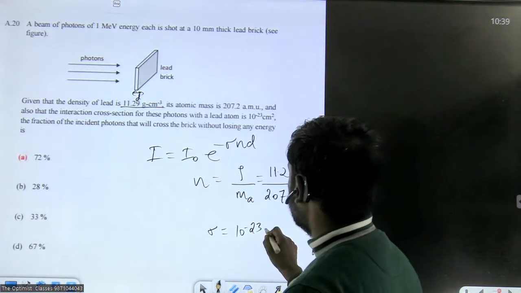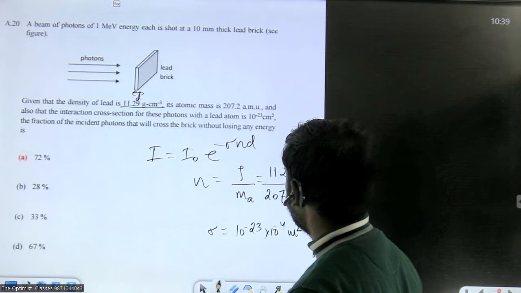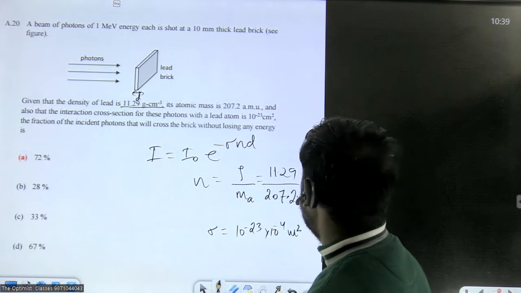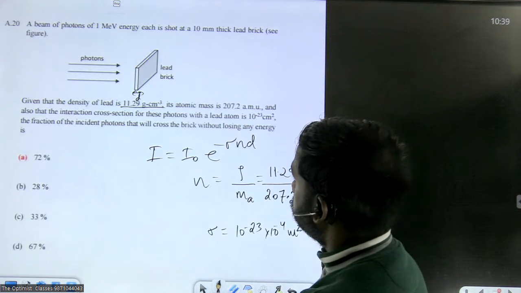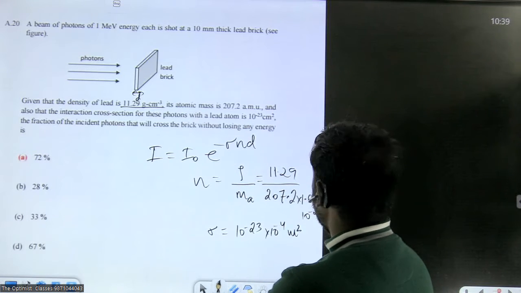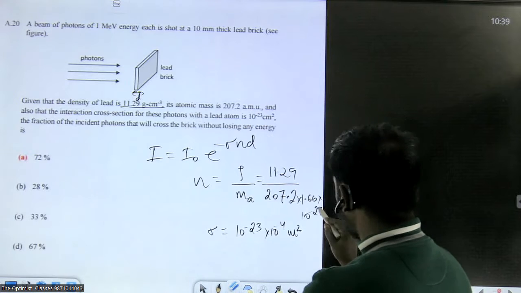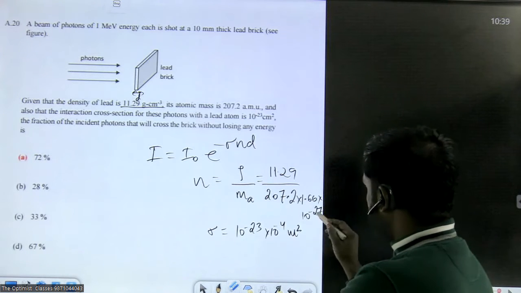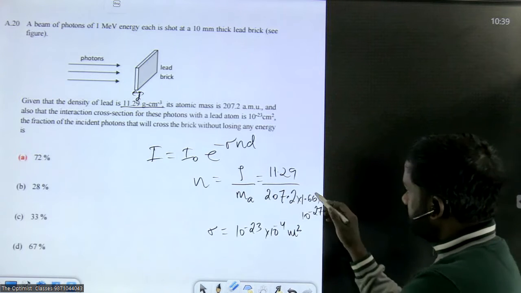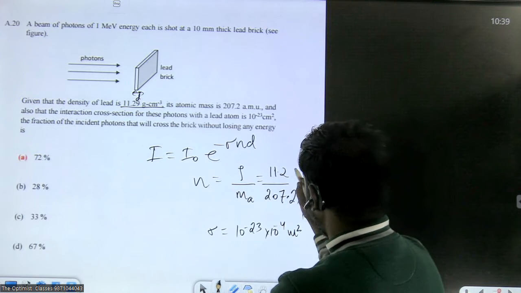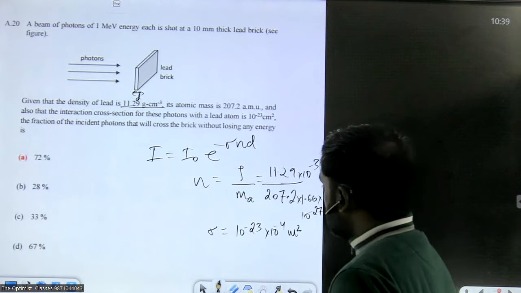Okay, so you can write it as 10 to the power -4. So this will become meter square. Or you can see, this was also in gram. So if you write it in gram, then it will be 10 to the power -24. Yeah, it will be 10 to the power -24. So 27 I have written. So you can convert this also into kg. This is 10 to the power -3. Okay, so this is the crop.